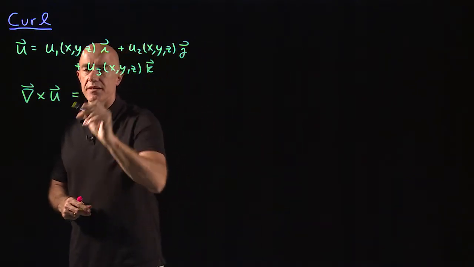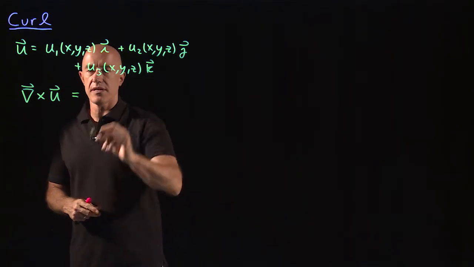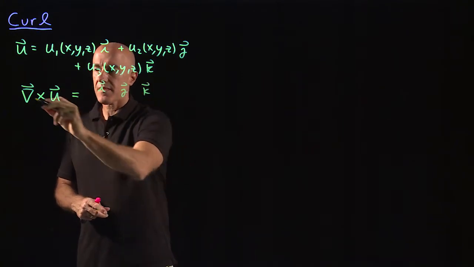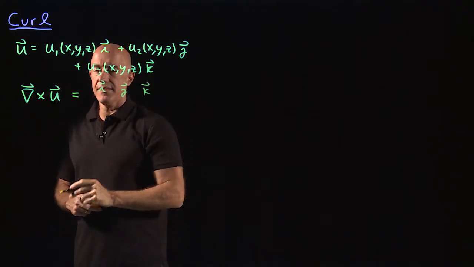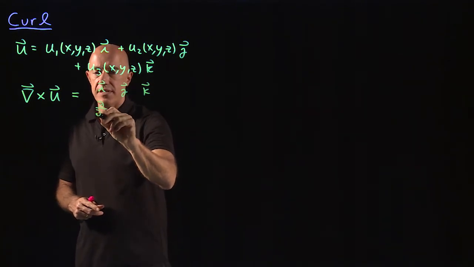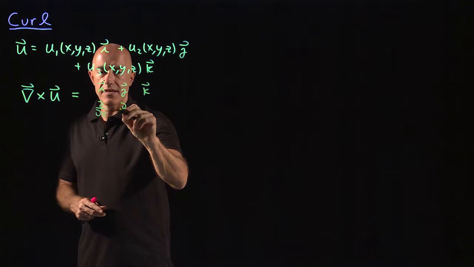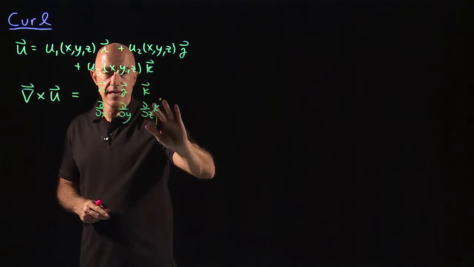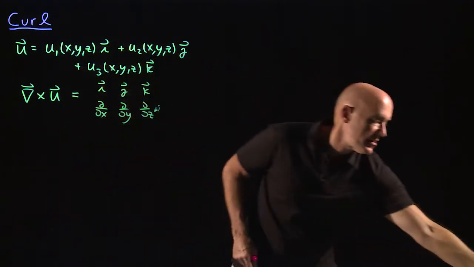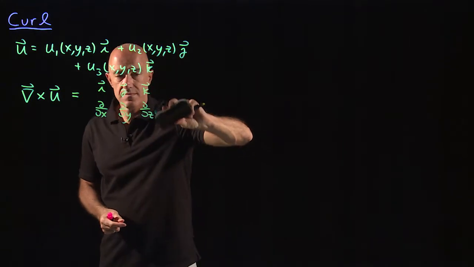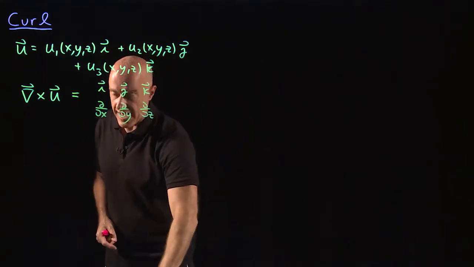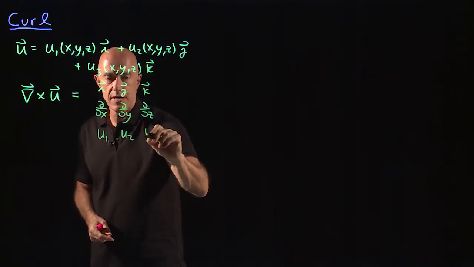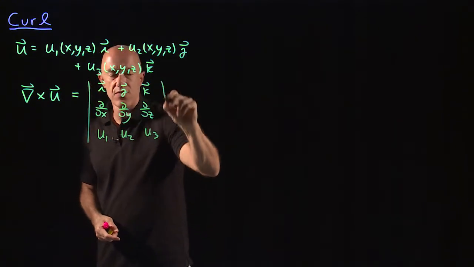So we can compute this using the 3x3 determinant. So this is I, J, K. Now we have the del operator, which is the derivatives, d/dx, I, d/dy, J, and d/dz, K. So that goes in the second row. And then in the third row, we have U. So we have U1, U2, and U3. So this 3x3 determinant.